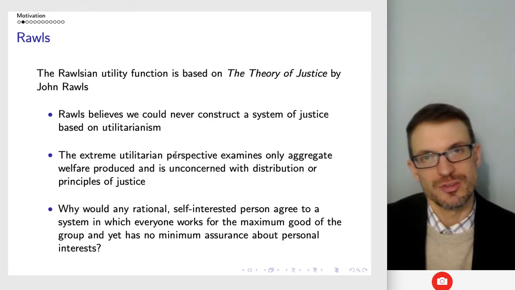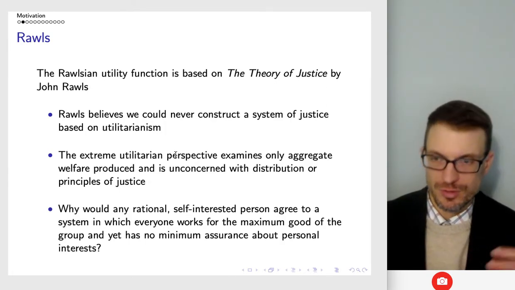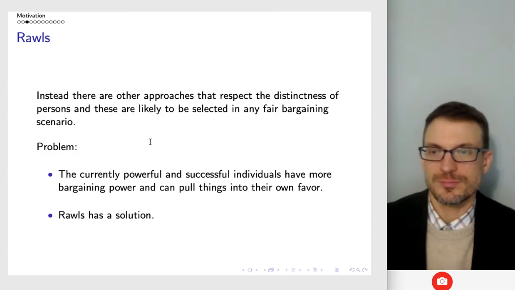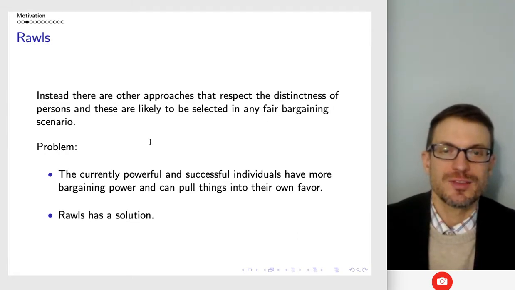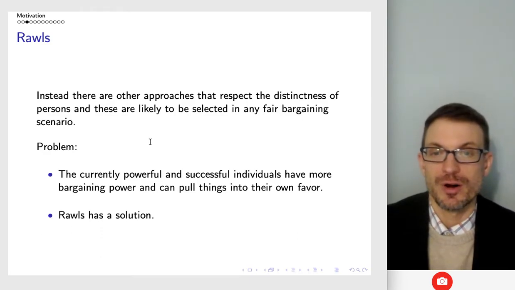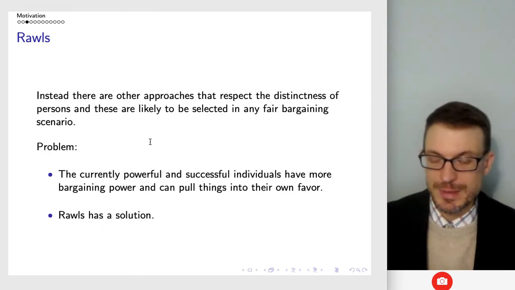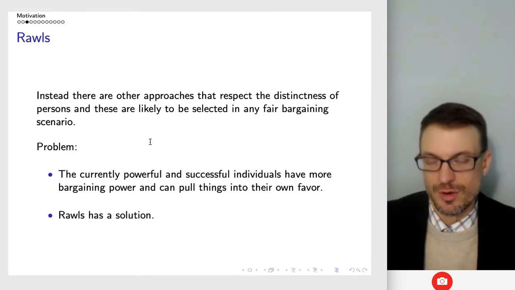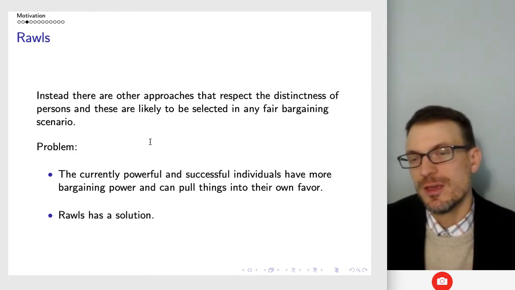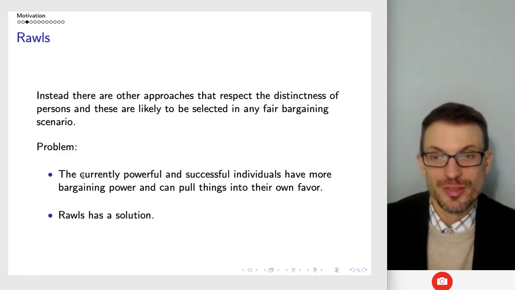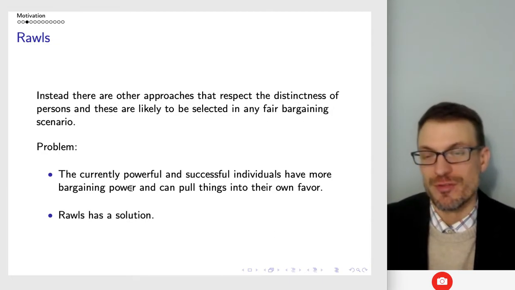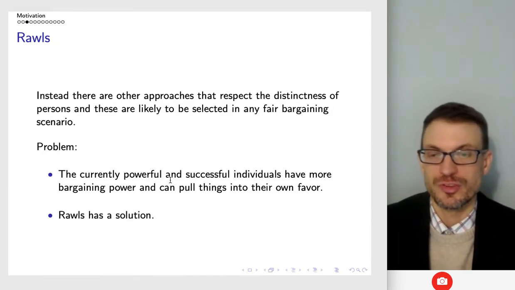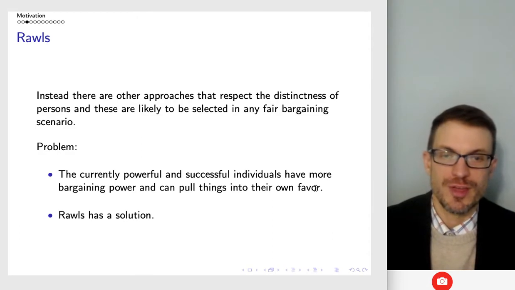Now, there's something interesting there, especially if we're thinking about this from the Rawlsian perspective, right? There's a lot of other approaches we could think of that would respect the distinctness of individuals and would be likely to be selected in any fair bargaining scenario where hypothetically people would come together to agree on how distribution was going to work in society. There's a problem, and that's that the currently powerful and successful individuals have more bargaining power by virtue of being currently powerful and currently successful, and they're able to pull things in their favor.